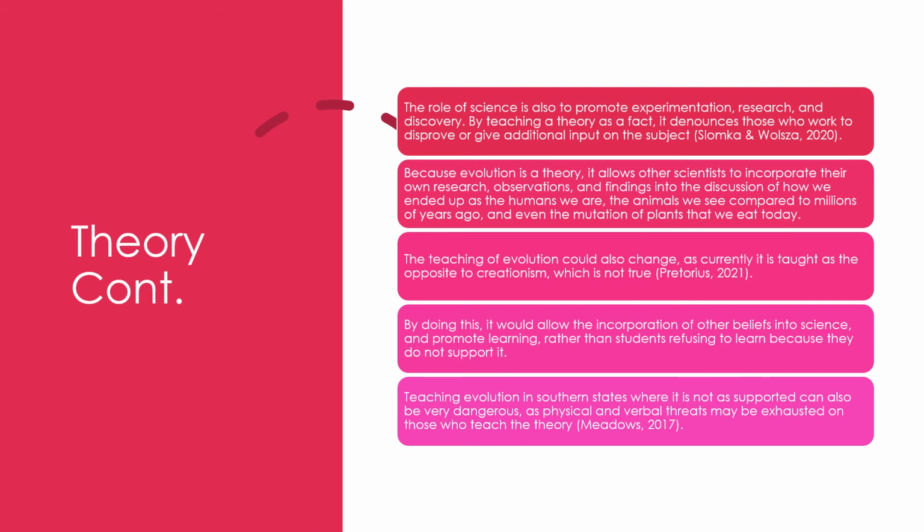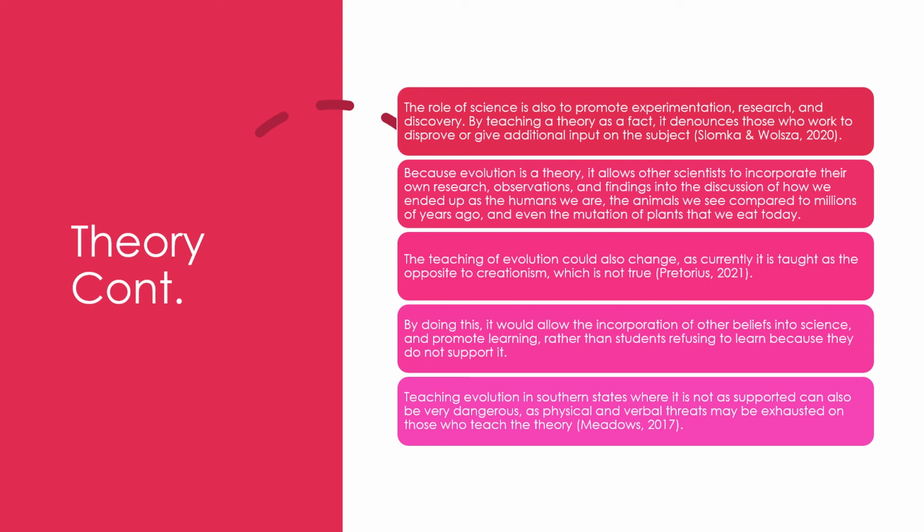The role of science is also to promote experimentation, research, and discovery. By teaching the theory as a fact, it denounces those who work to disprove or give additional input on the subject. Because evolution is a theory, it allows other scientists to incorporate their own research, observations, and findings into the discussion of how we ended up as the humans we are, the animals we see compared to millions of years ago, and even the mutation of plants that we eat today.